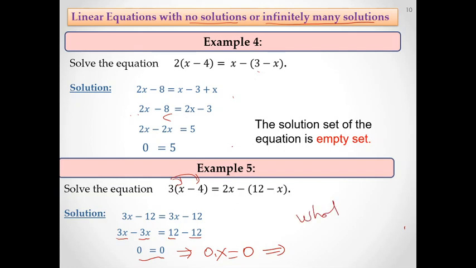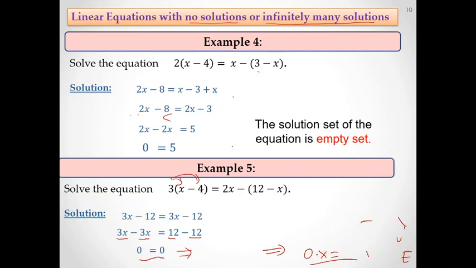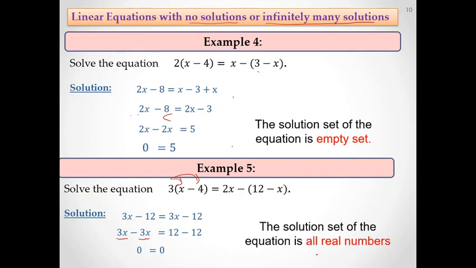Whatever you put for x, for example 0 times 1 equal to 0, it's okay, because 0 times anything makes 0. Whatever you put for x, the equality is always true. No matter what you put here, 1, 2, 3, all of them. So you say the solution set of the equation is all real numbers.